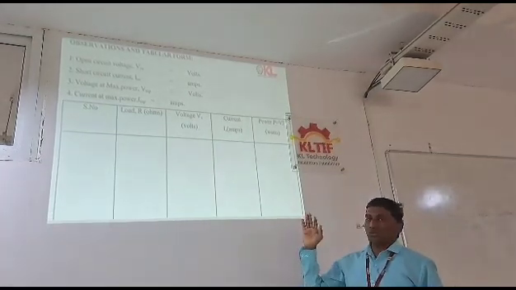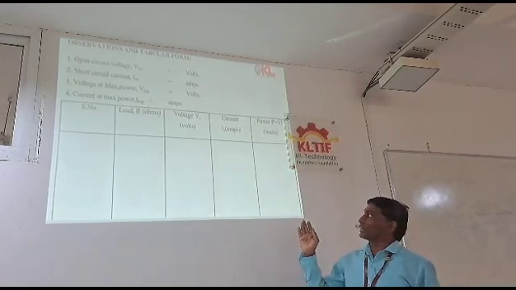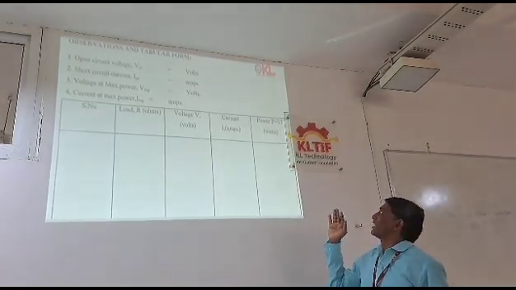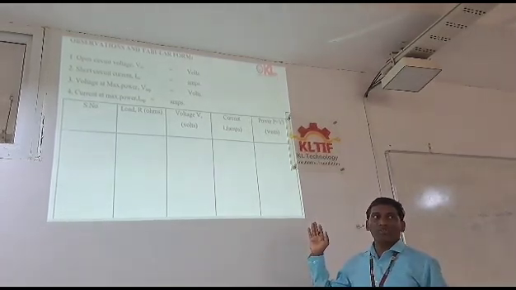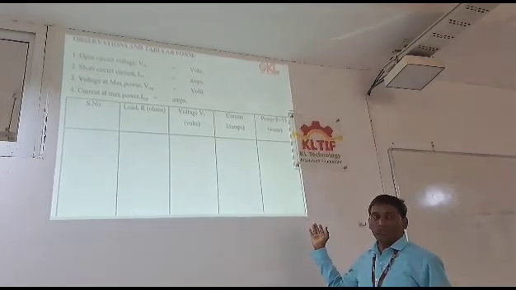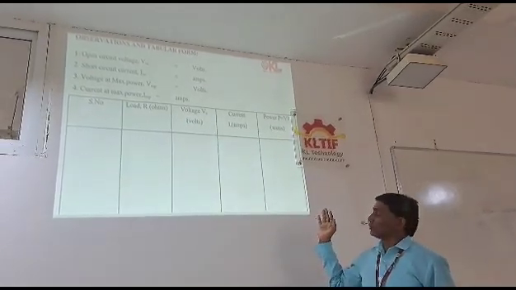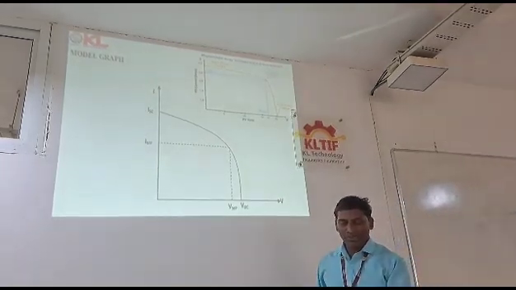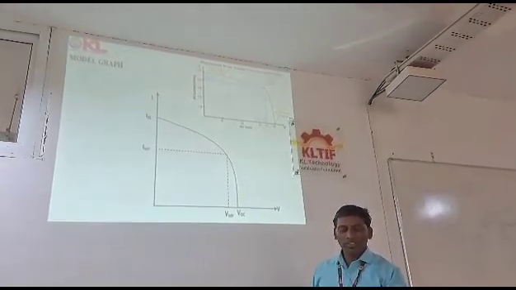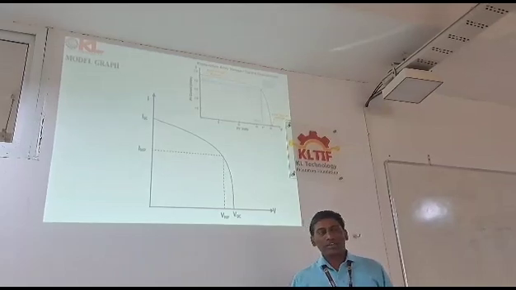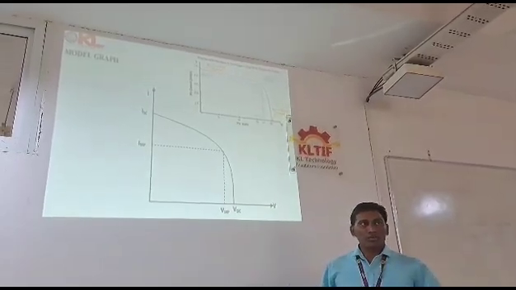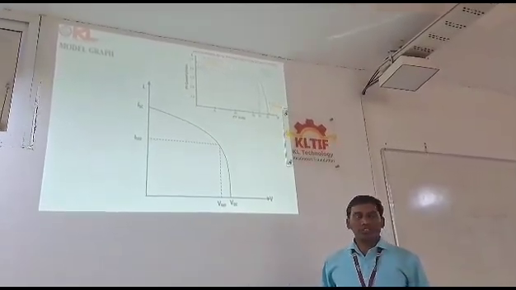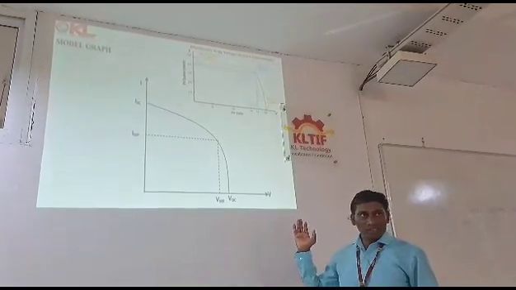As per the serial number given here, for each load you note the voltage, current and power, where power is V multiplied by I. After we get the values, we go for the graph, which is very simple. You can see the graph and calculate the maximum power and voltage by following it.